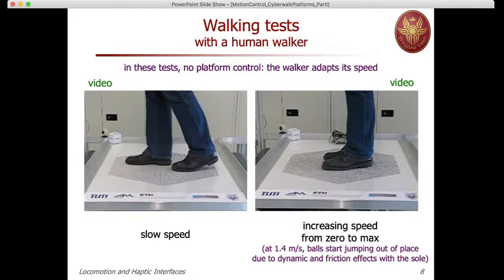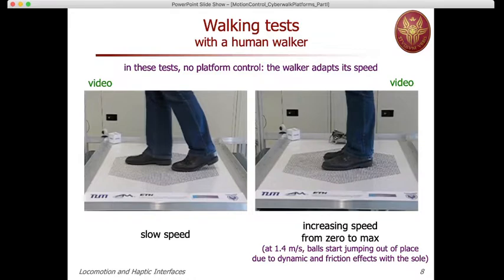Now, in these two videos, you will also hear some sound, and the sound corresponds not only to the voices of the people sitting and watching this first experiment, but also to the noise of the motors moving below the platform and the treadmill. But in these cases there was no platform control. Just to make a test, we provide commands to the motors, the platform moves essentially in one direction without changing orientation, and the walker adapts his speed accordingly.